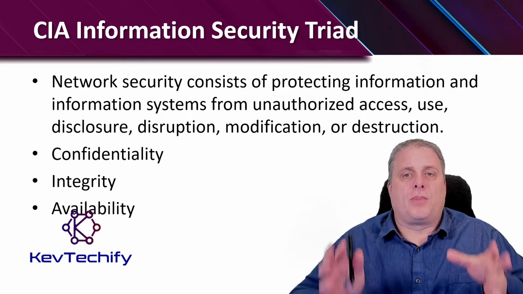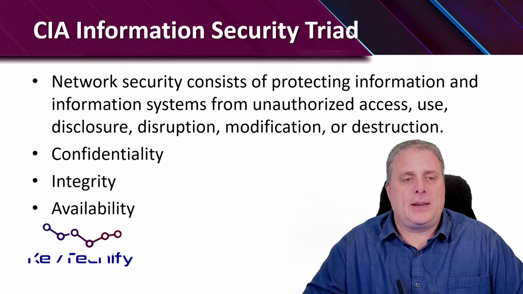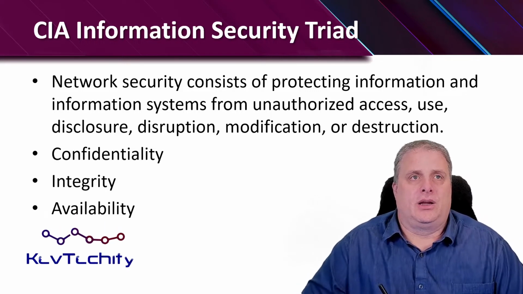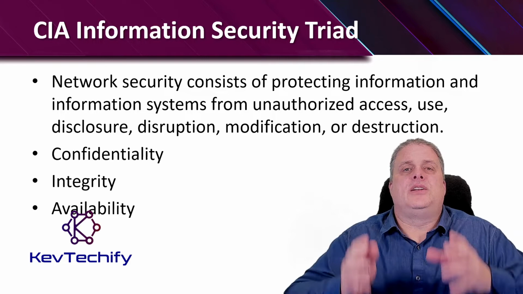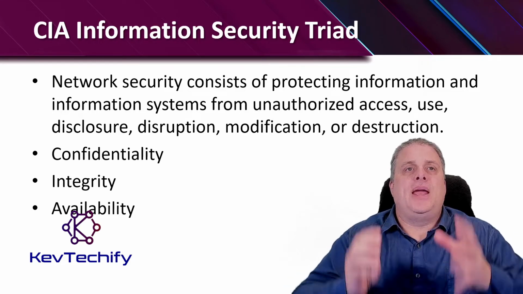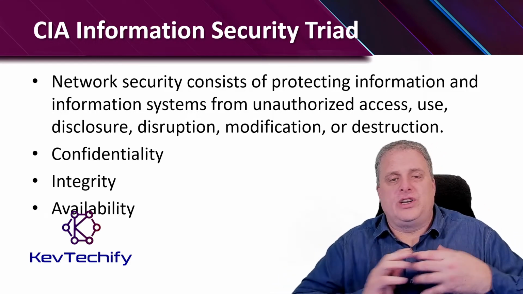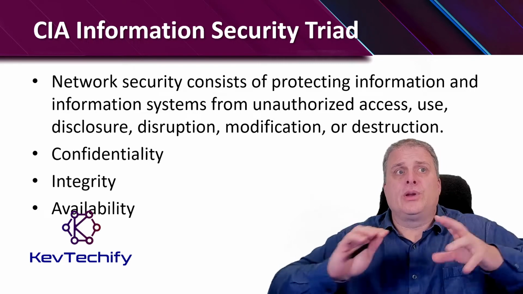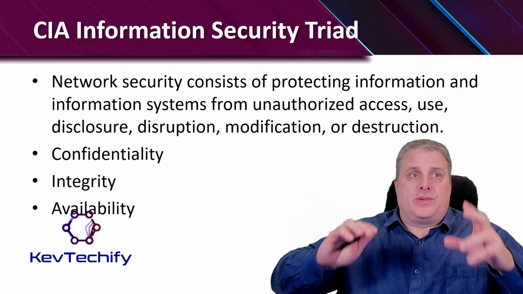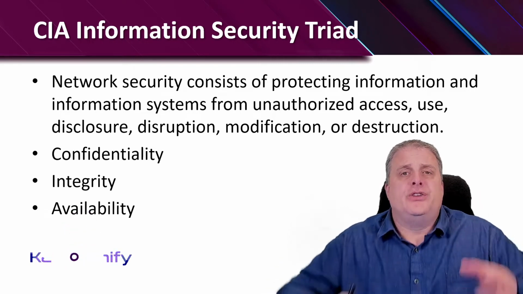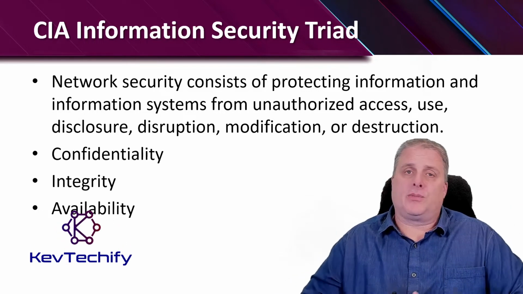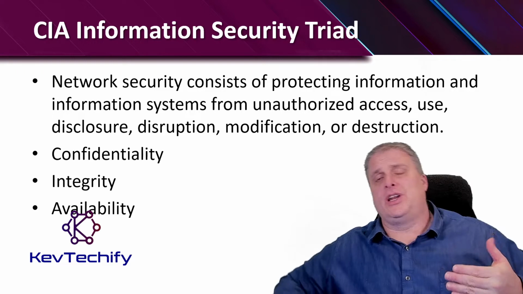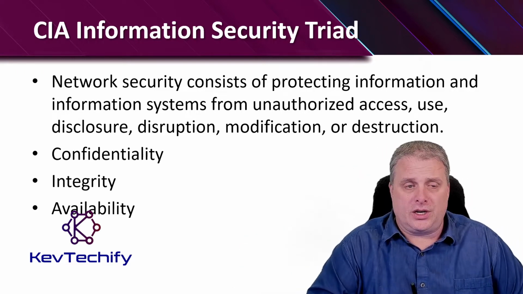The next part of the security triad is integrity. This is making sure our data hasn't been changed, making sure it hasn't been altered in any way. It requires the use of cryptography and hashing to generate numbers, and you compare those numbers to make sure it's the same number when you start the journey as when you end the journey.